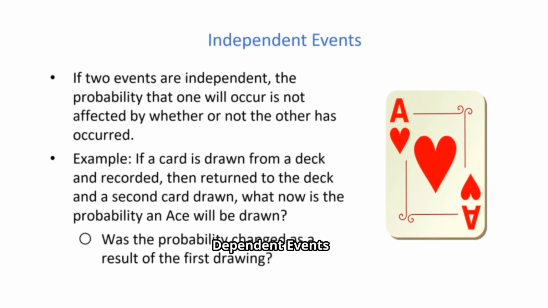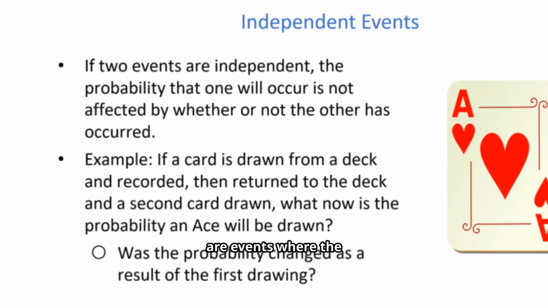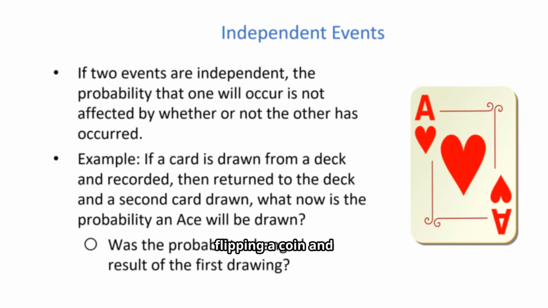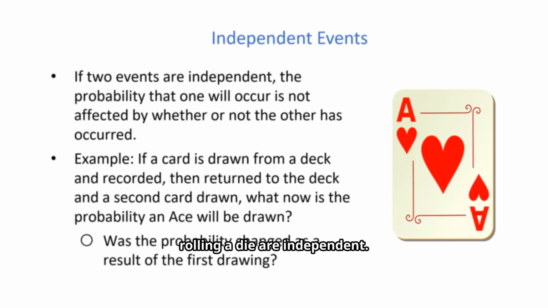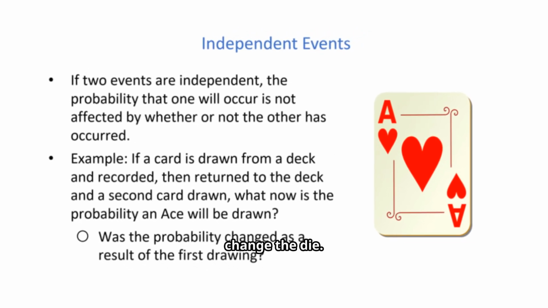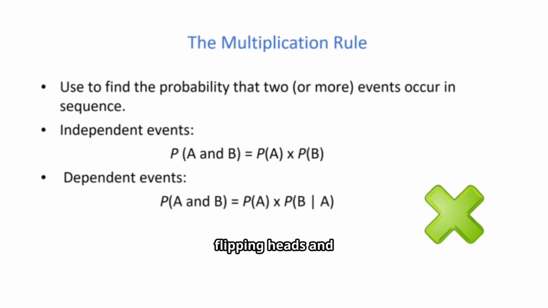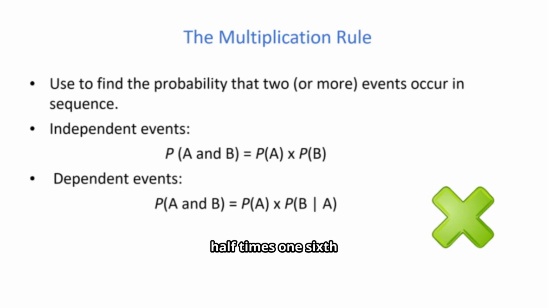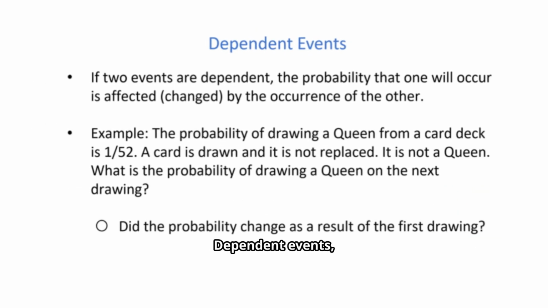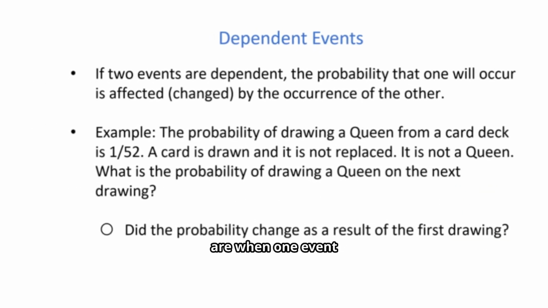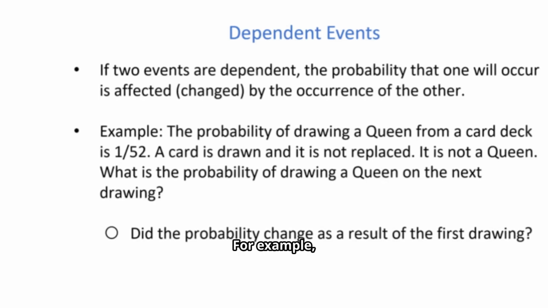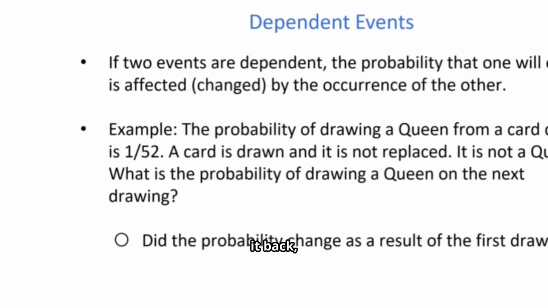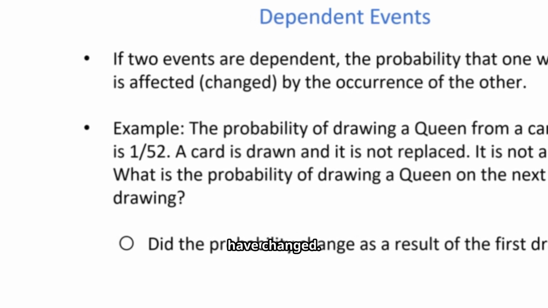Independent and dependent events. Independent events are events where the outcome of one does not affect the other. For example, flipping a coin and rolling a die are independent. The coin does not change the die. If we want the probability of flipping heads and rolling a 6, we multiply the 2 probabilities. 1/2 times 1/6 equals 1/12. Dependent events, on the other hand, are when one event changes the outcome of the other. For example, drawing cards without replacement. If you draw one card and don't put it back, the probabilities for the second draw have changed.